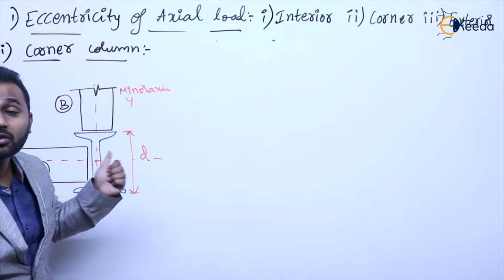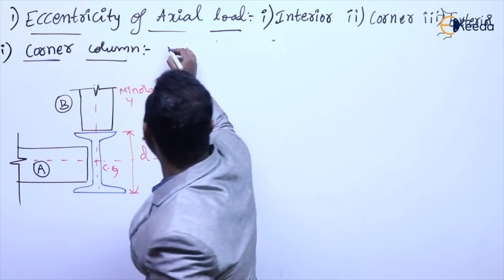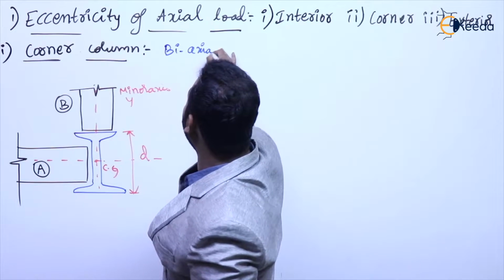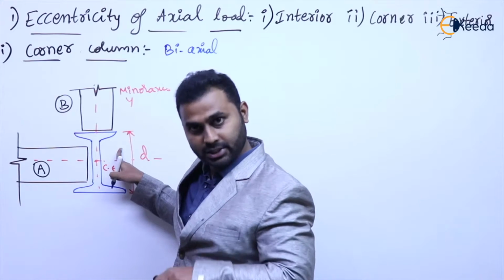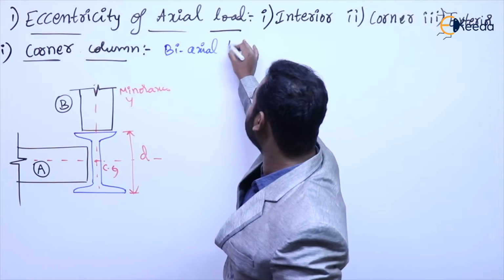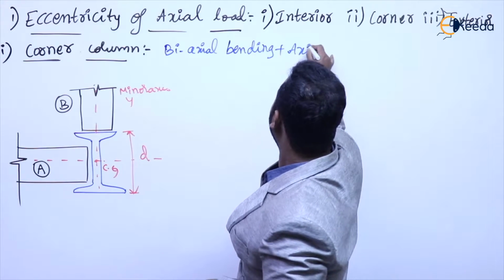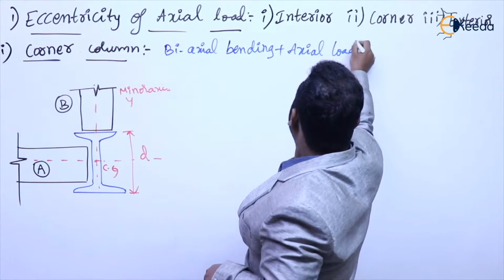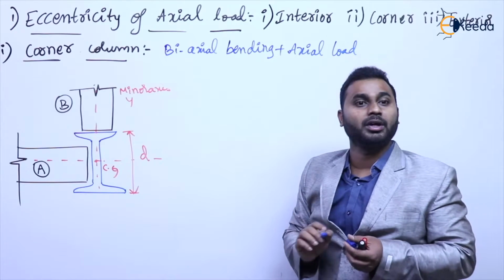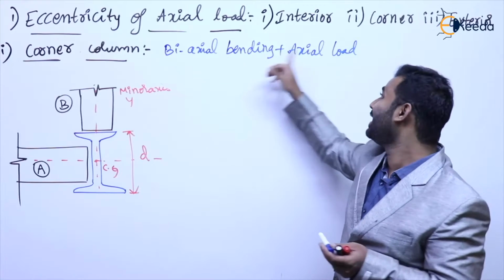Is that clear? Now this corner column is subjected to biaxial bending, which means in both directions there exists moment because of the reactions from the beams here. So biaxial bending plus axial load. This is how the moment comes onto the corner column. That is, biaxial moment, or you can say biaxial bending, and axial load.